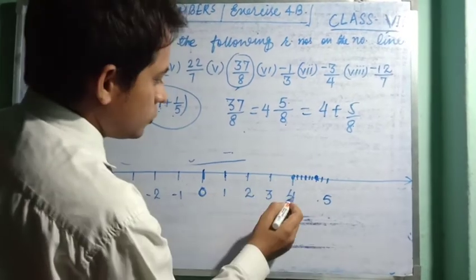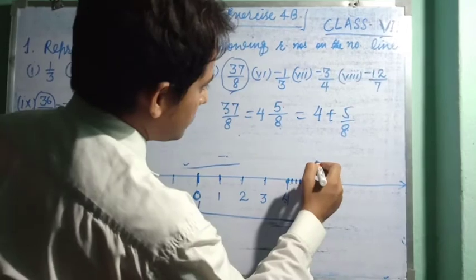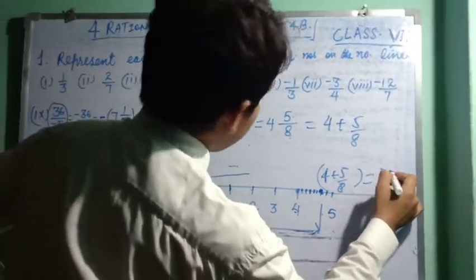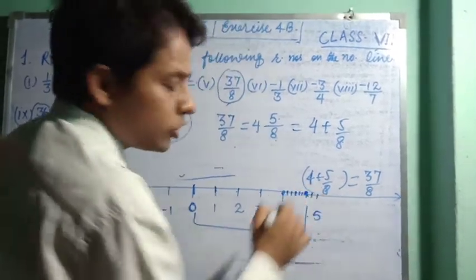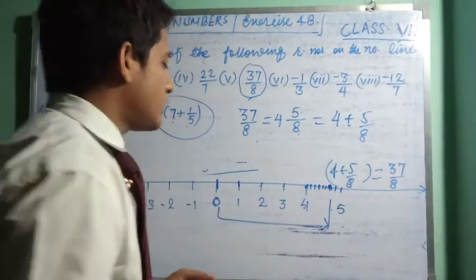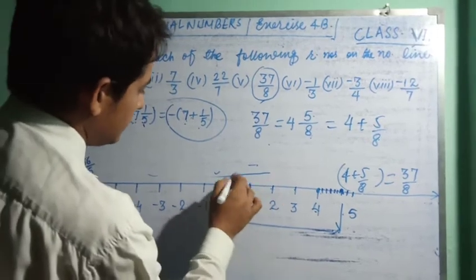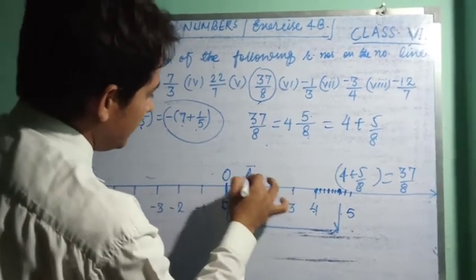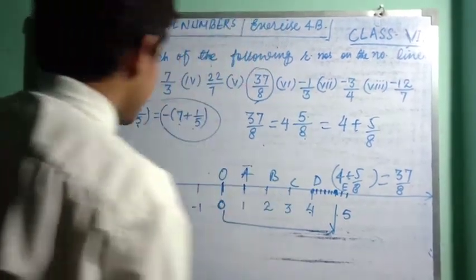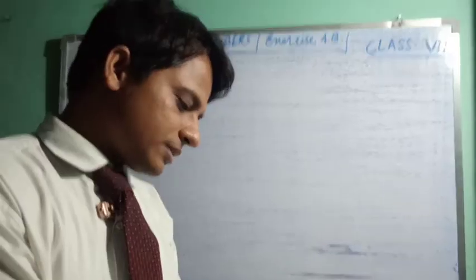So from 0 to 4, this is the 4. From 0 to here, this becomes 4 plus 5 by 8, that means 37 by 8. So this is how to represent numbers on the number line. And you can label the points O, A, B, C, D or E, where O is 0. It doesn't matter. I hope you understood.